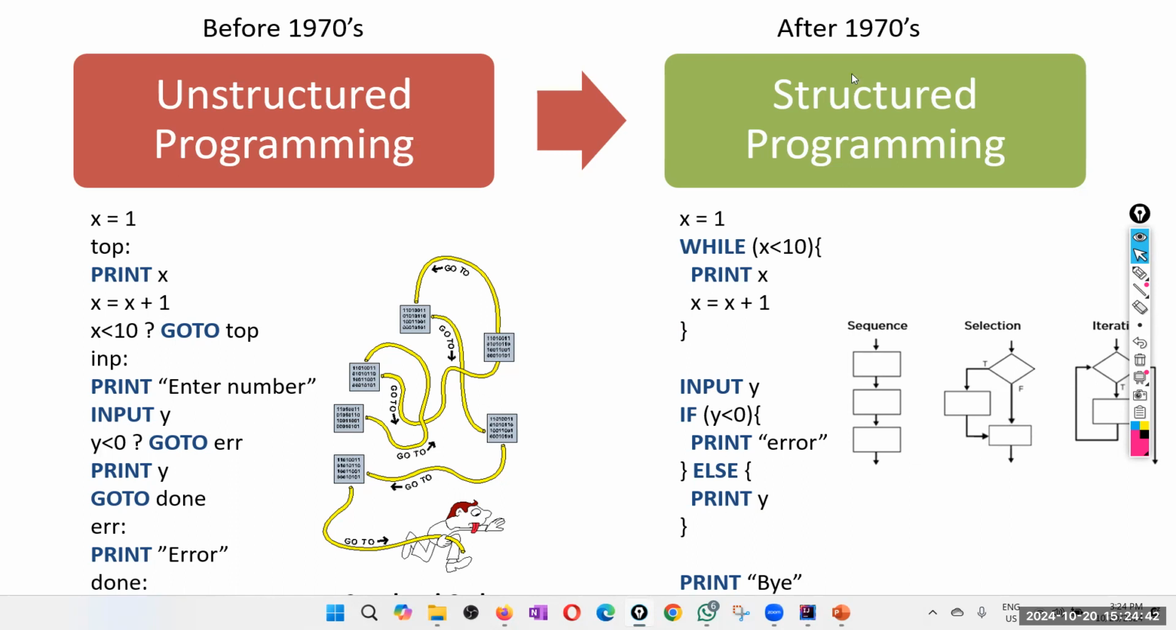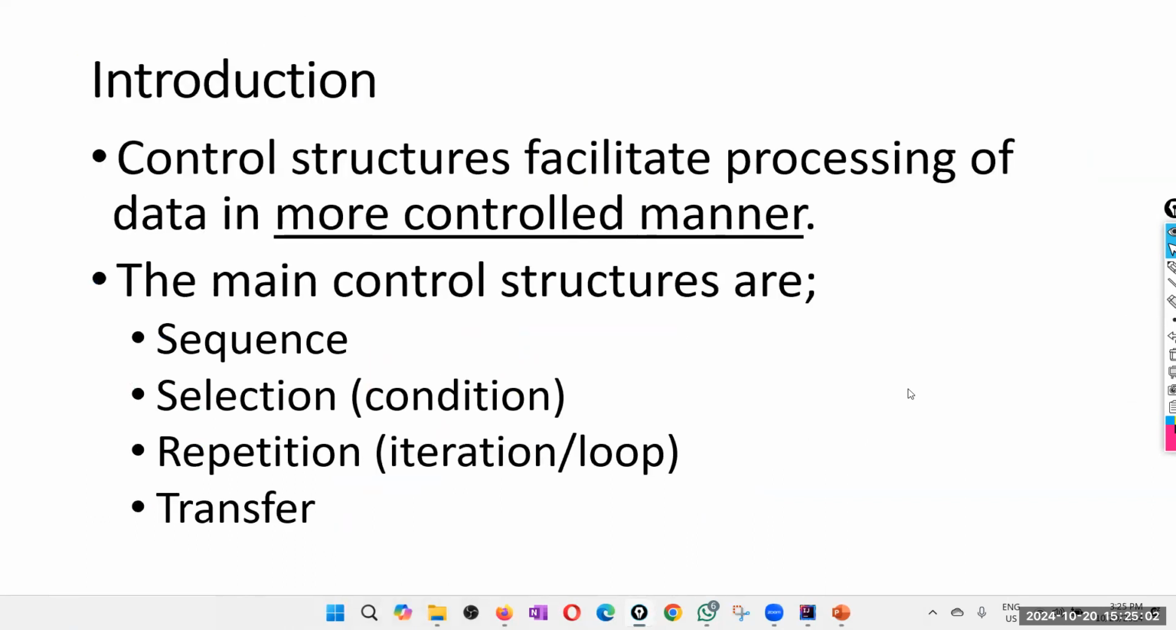So even today, we use those control structures: the sequence control structure, conditional control structures or selection, and loop or iteration control structures. So it's much more readable code. And there's another control structure called transfer, which is not really a control structure. It's a sort of supplementary to the control structures, so therefore we take it separately. But the main control structures are sequence, selection, repetition.